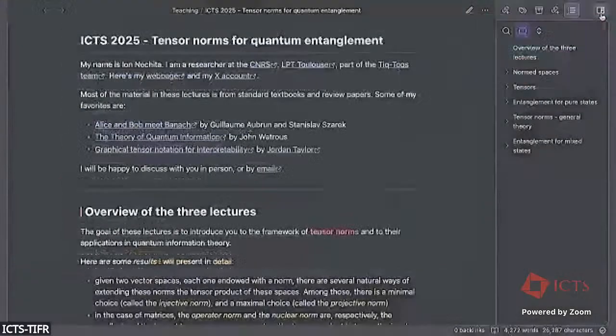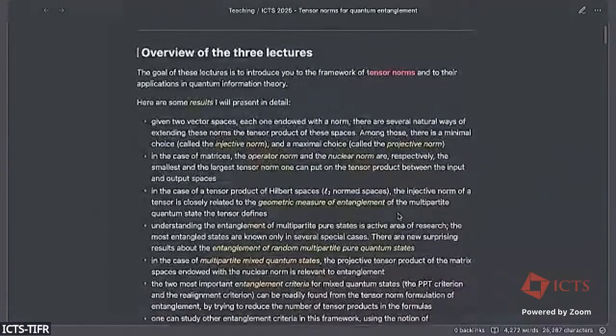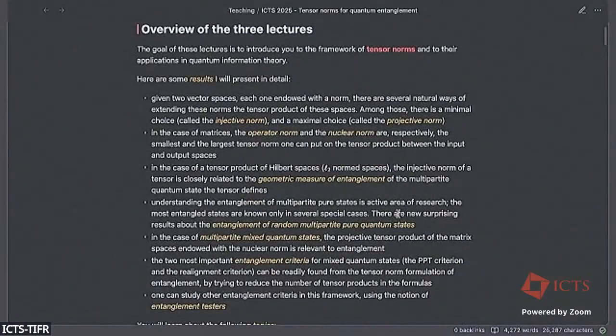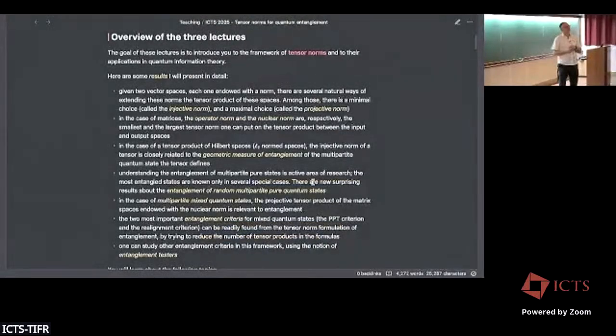Okay, good. So let me start with an appetizer, like what will these lectures be about? Is the text big enough, or should I make it bigger especially for the people in the back row? Bigger? It's okay?